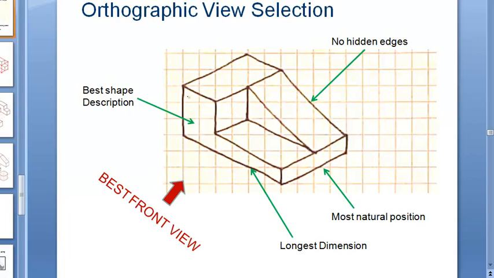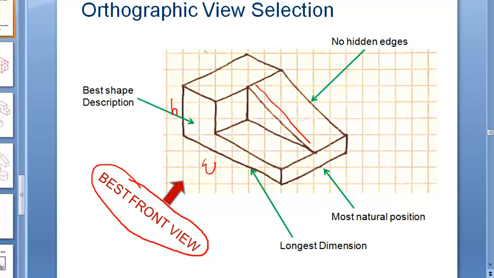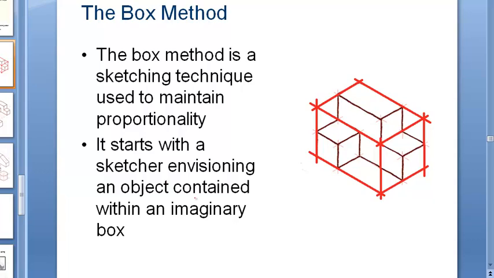All right? So basically, we have our best shape description. We don't have any hidden edges if we look at this block. See, if we looked at it from the other way, this line right here, that line right there would be a hidden line. Okay? It's hidden because it's still there, but we wouldn't be able to see it. So therefore, we followed those terms and determined that this is the best front view. So if this is the front, that means that this is the width, this is the height, and this is the depth right there. Okay?